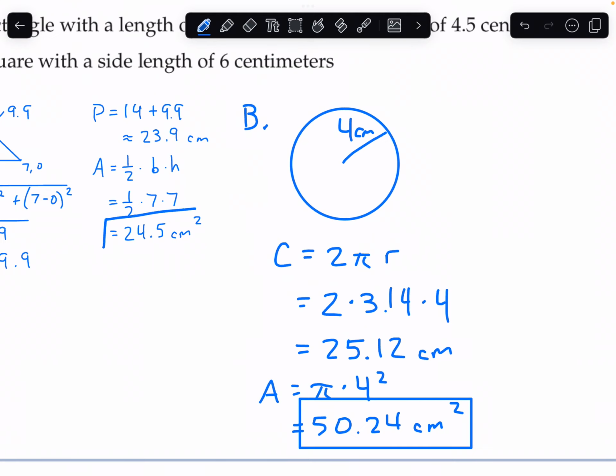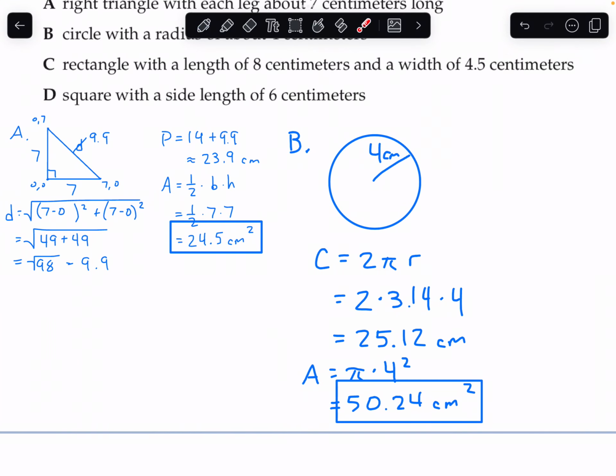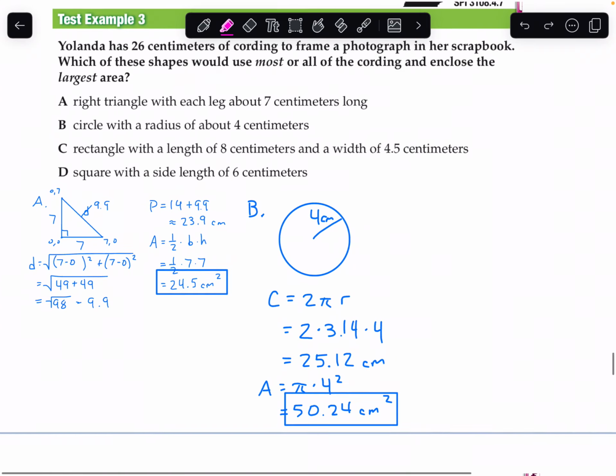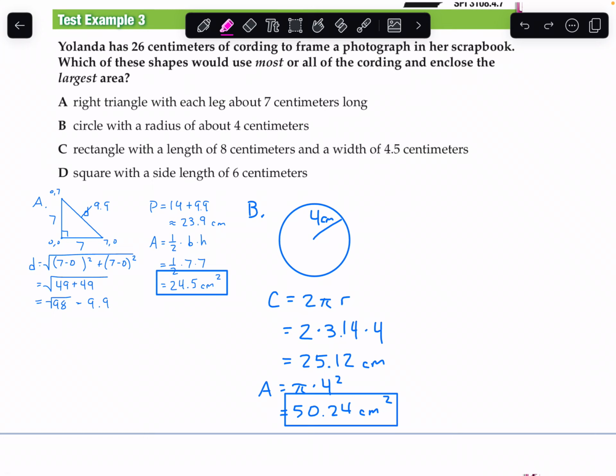Let's compare that to our triangle. I forget that the laser doesn't work on just the one screen. We're using a little bit more of the cordage, and we're getting way more area. So the circle is winning by far right now. But we still have 2 more to check.